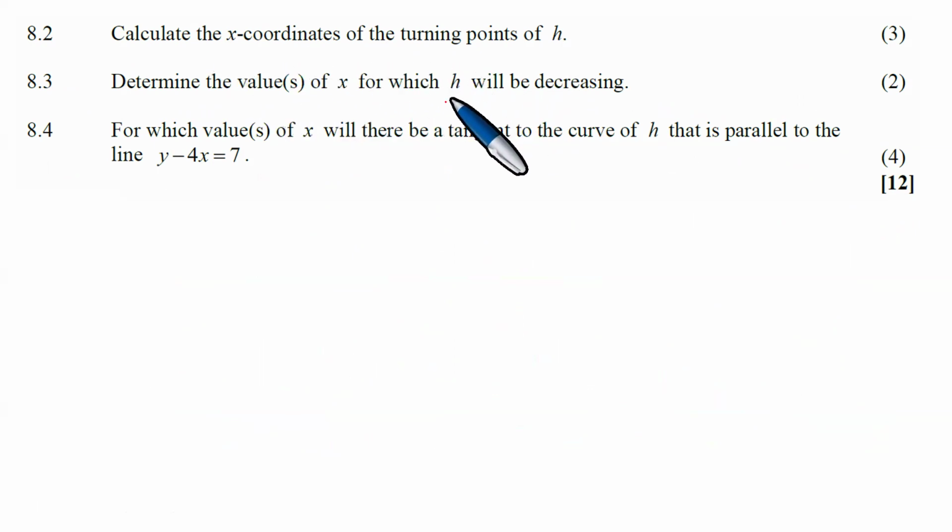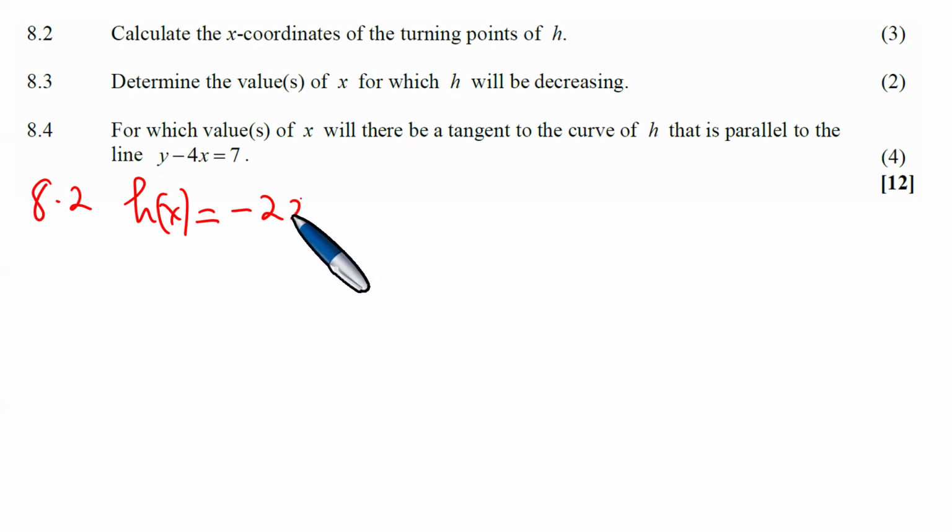The x-coordinates of the turning points of H. Now, we need to remember something that is very profound, but also what the examiner just gave to us. We were solving question 8.2, and in solving it we proved that H of x was minus 2x cubed minus 7x squared plus 9. We want to find the x-coordinates of the turning points.